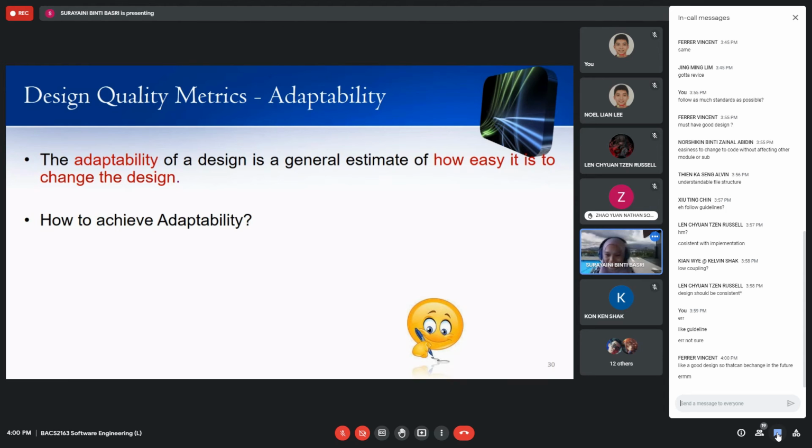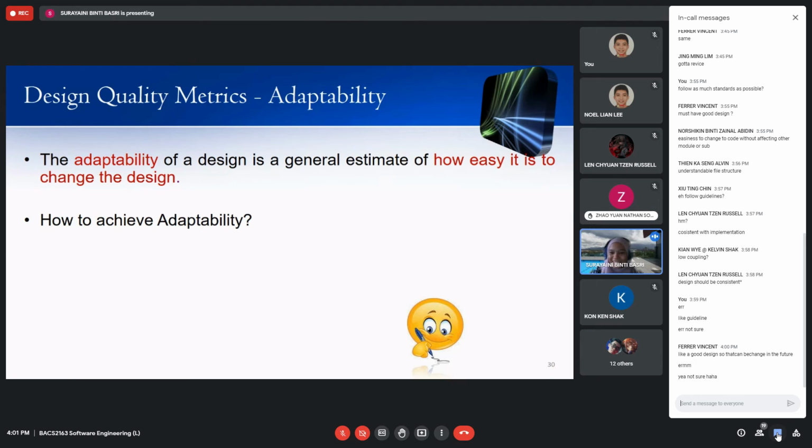Okay, so it's okay if you are not sure. I will tell after this. Miss Norshikin said that it is easiness to change the code without affecting the other module or sub. So this is actually referring to the coupling. Okay, so this is referring to the coupling. So yes, it is correct also.